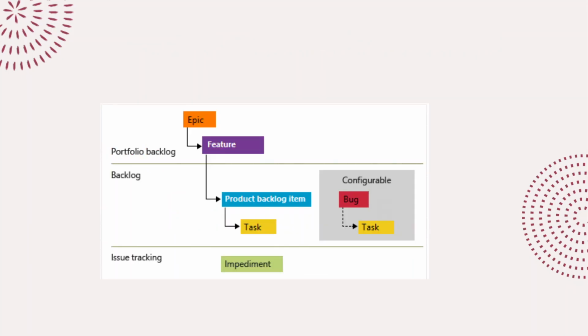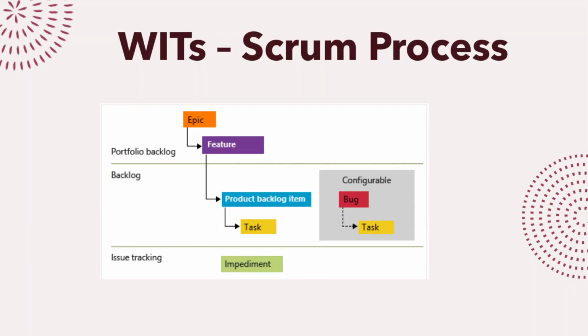And next we have something called Scrum process. You might have heard about this term Scrum in the Agile world, right? This is very popular as well. Here this particular image shows the Scrum process backlog work item hierarchy. First we have epic, feature, product backlog item, tasks, and finally we have impediments for issue tracking.